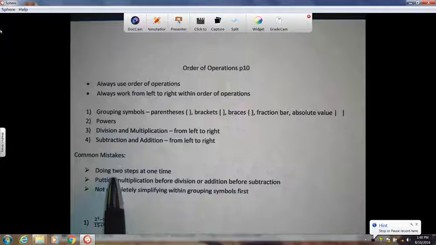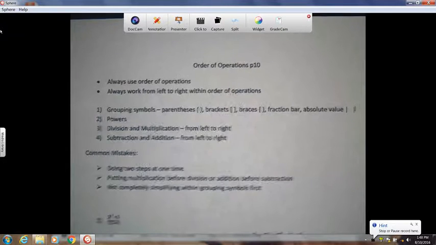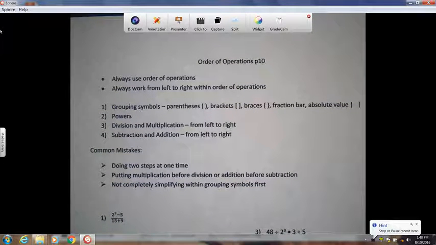Common mistakes are just doing two steps at one time, trying to work too quickly. It doesn't take that much extra time to write another problem down or write another line. Putting multiplication before division or addition before subtraction. And not completely simplifying within grouping symbols first. So let's look at number 1.